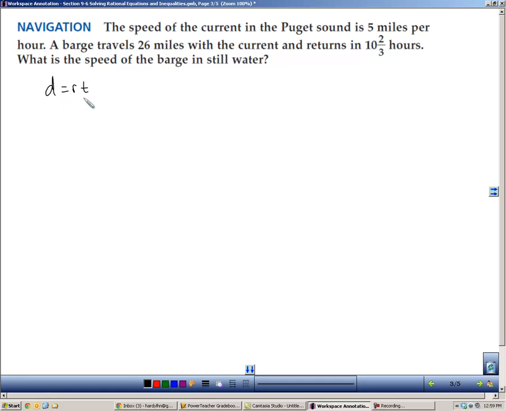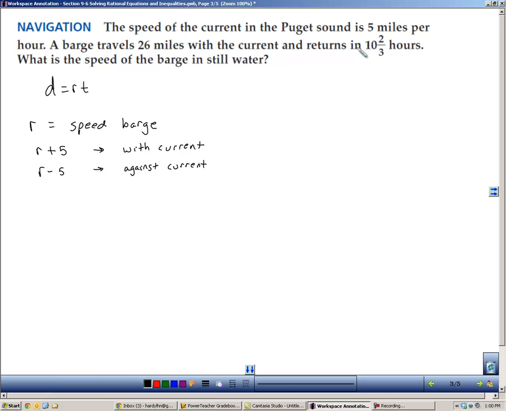Well, this is a classic distance equals rate times time problem. We have distances, we have rates, speeds, and times, and so we're going to use this formula to figure this out. Now we want to know what the speed of the barge is, so we're going to let r, the rate, be the speed of the barge. And this current is kind of interesting because when it's going with the current, r plus 5 is going to be its rate. And then when it's going against the current, it's going to be r minus 5.